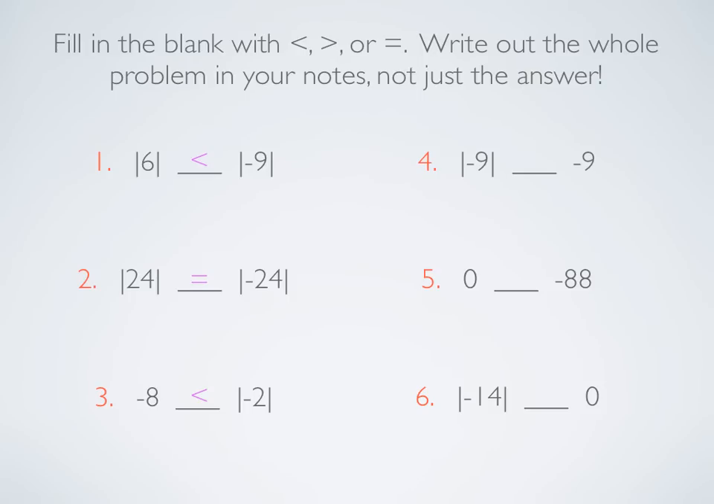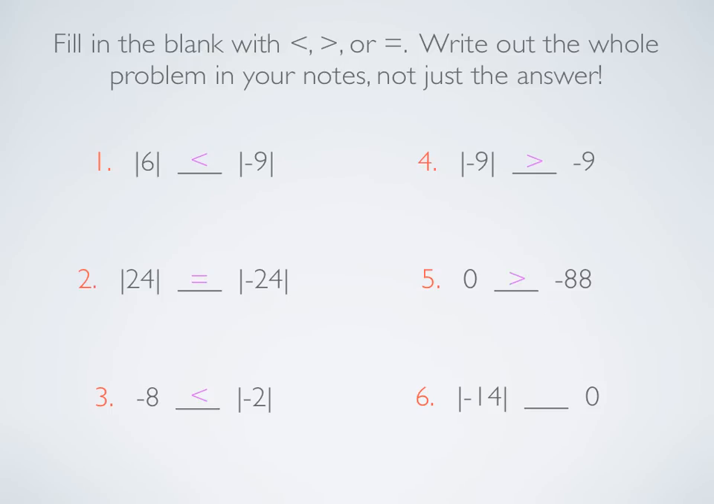Number 3, hopefully you didn't get tricked, because that -8 does not have absolute value bars around it. So I'm not asking what is the absolute value of -8. That's just -8, which is smaller than the absolute value of -2, which is 2. Number 4, the absolute value of -9, which is 9, is greater than -9 because it's a positive compared to a negative. Positives are always greater than negatives.